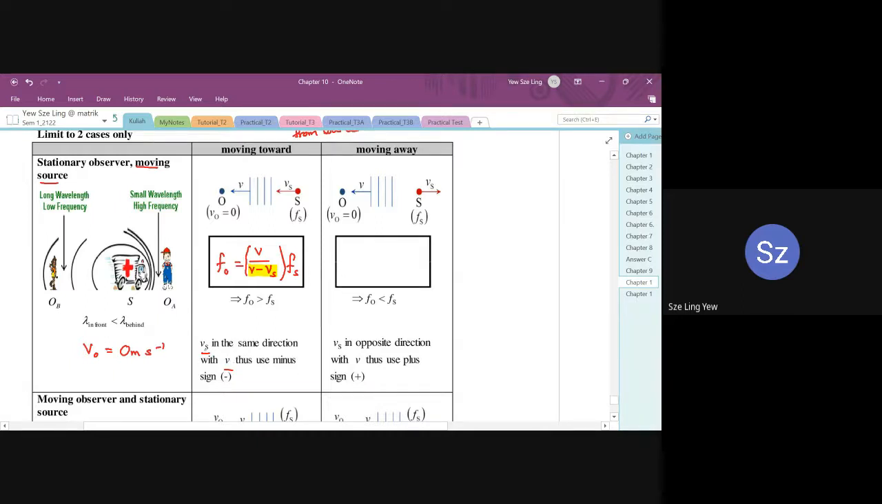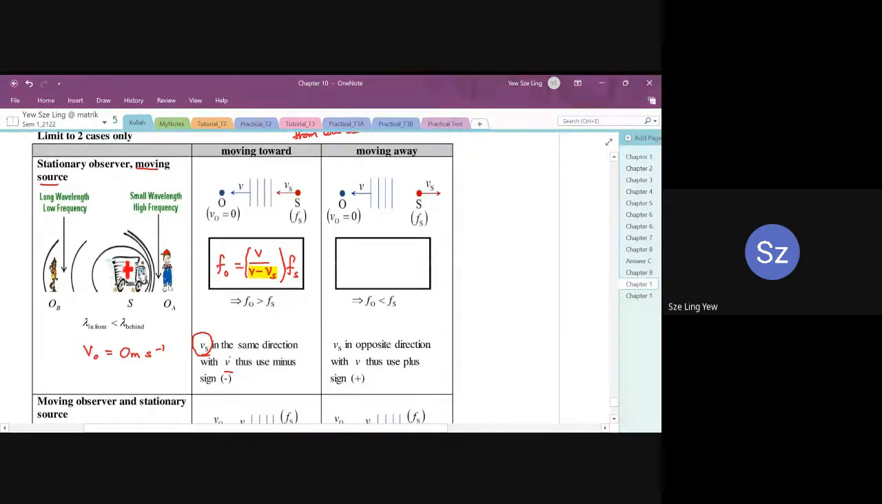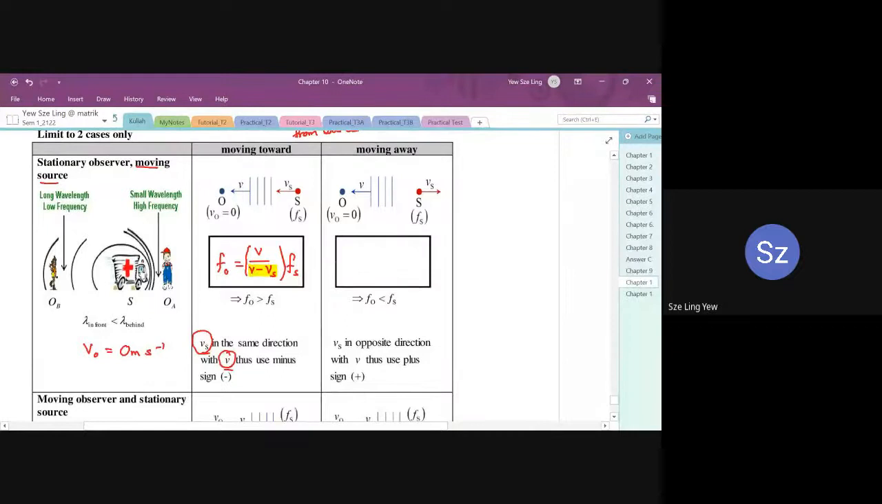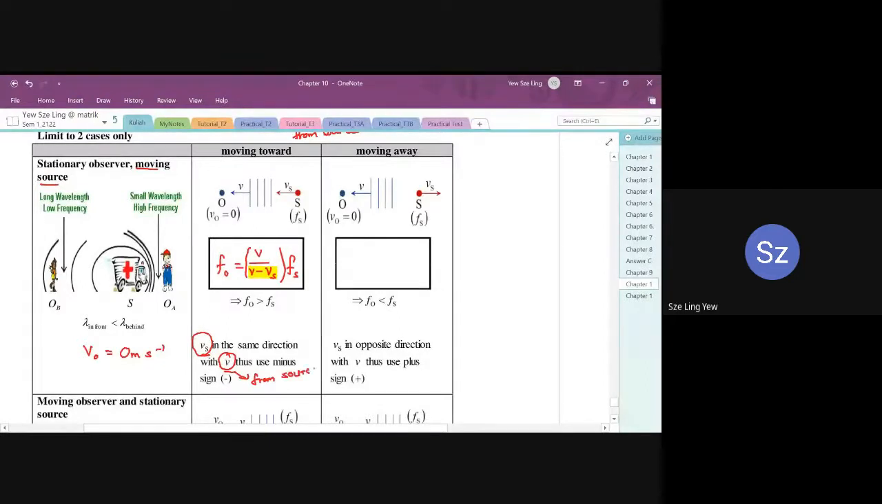Another way to determine whether we should use a positive or negative sign is to look at the directions of Vs and V. Vs is very simple: it is the direction of the source. If the source moves towards the right-hand side, then the direction is to the right. If the source moves towards the left, then the direction is to the left. How about V? The direction of V is always from source to observer.